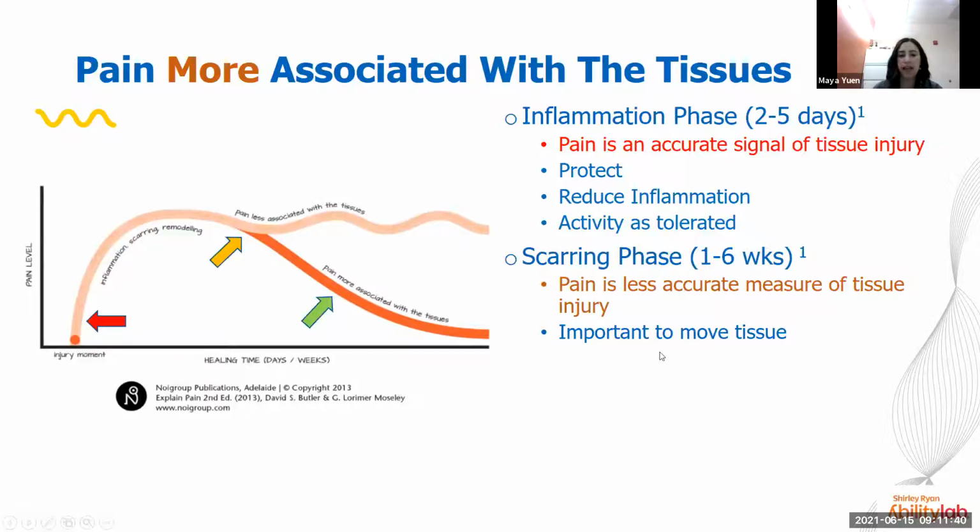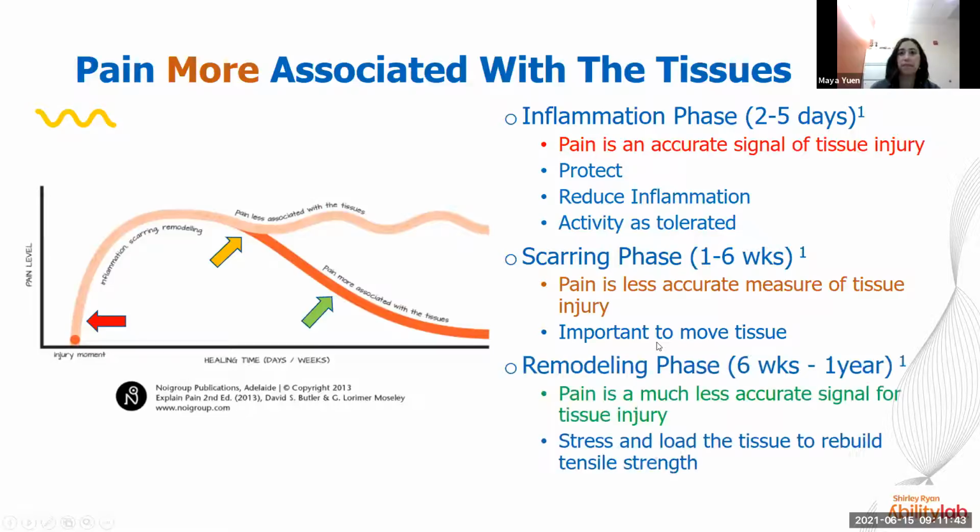And then the last phase is going to be the remodeling phase. And that one is the phase that lasts what you can think of as months to a year. So pain is much less of an accurate signal of tissue injury at this point. And as a goal for this phase of care, we do want to stress and load the tissue, which we may elicit a little bit of pain in the experience that patients have. So if a patient comes in with severe injury, but they've had pain for over a year, we know that healing has primarily occurred, and we can actually push into this uncomfortable zone and be safe.